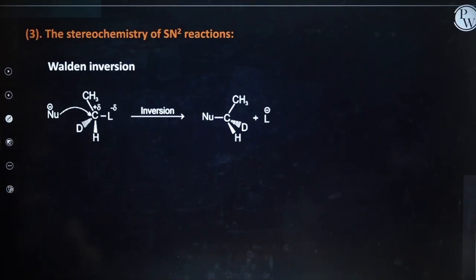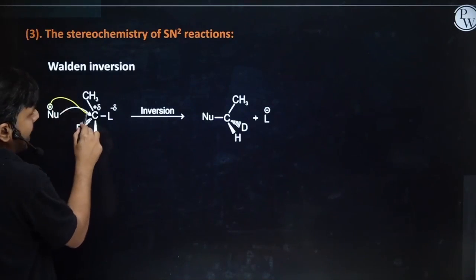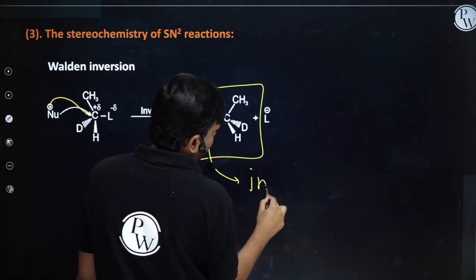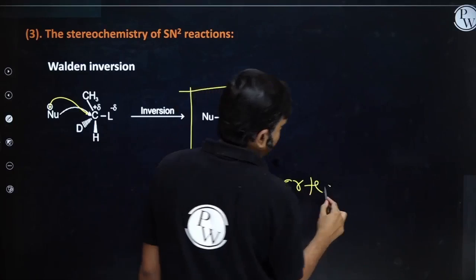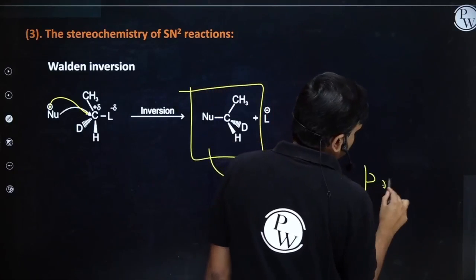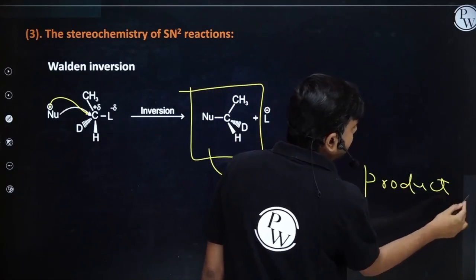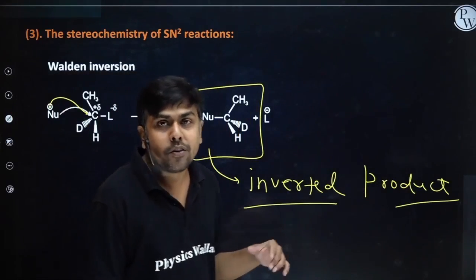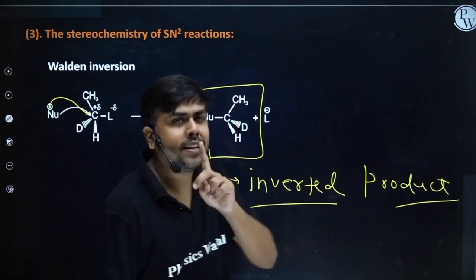We have discussed this also. The nucleophile is approaching from the backside, so we will have a completely inverted product. Here we won't get a racemic mixture. We will have only one product, and that product will be an inverted one. Am I clear? Let's move ahead.